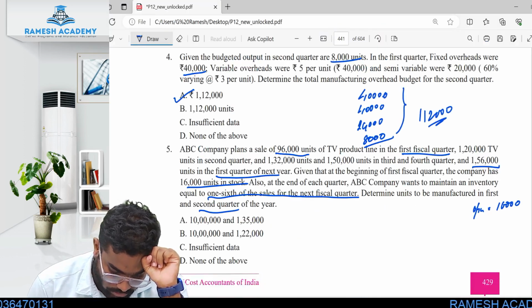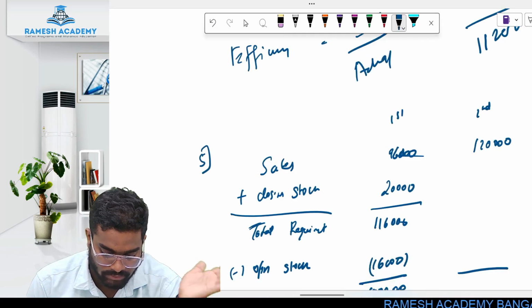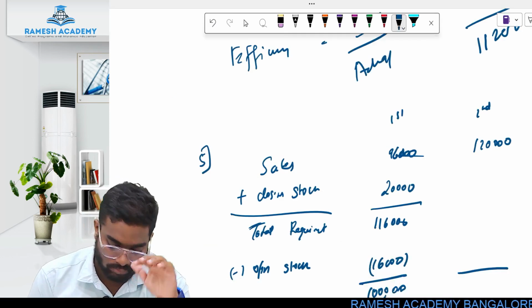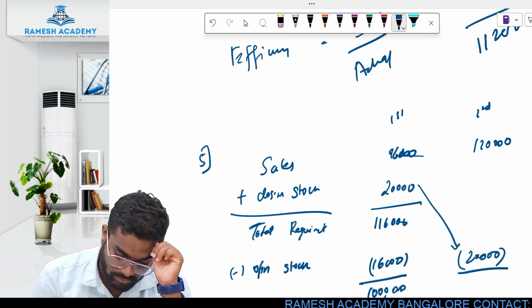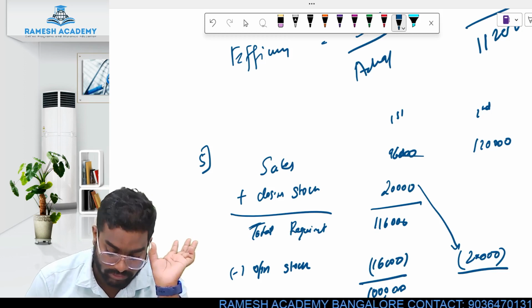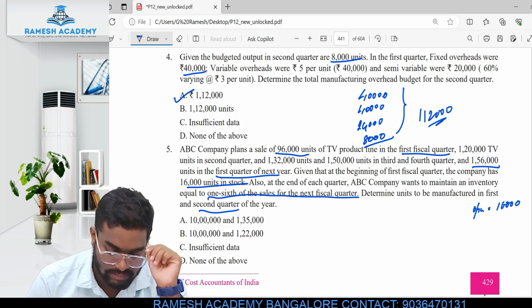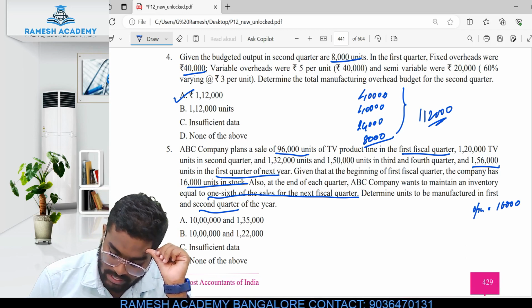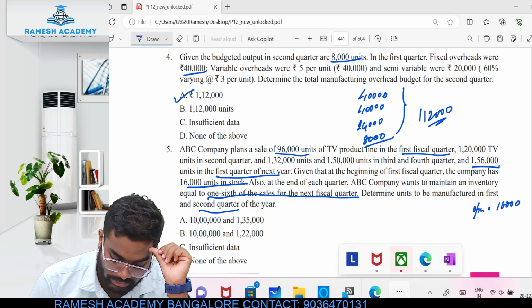So second quarter sales is 1,20,000. Anyhow, we'll be having the opening stock, because the last quarter's closing stock will be the opening stock of the next quarter. So this will come here, because closing and opening will be the same. Now we have to find only the closing stock. Closing stock is nothing but 1/6 of the next quarter sales. What is the next quarter sales? 1,32,000 divided by 6, which is 22,000.